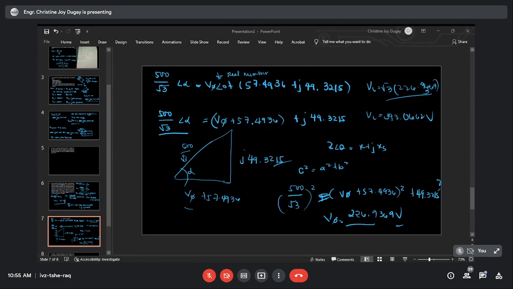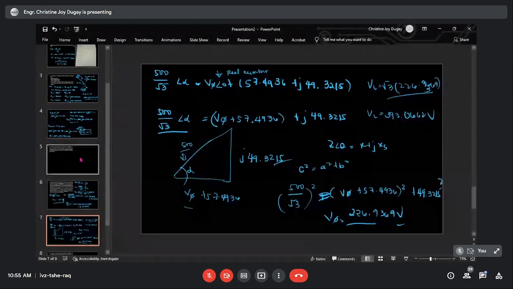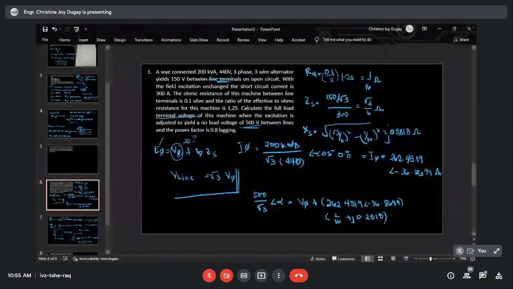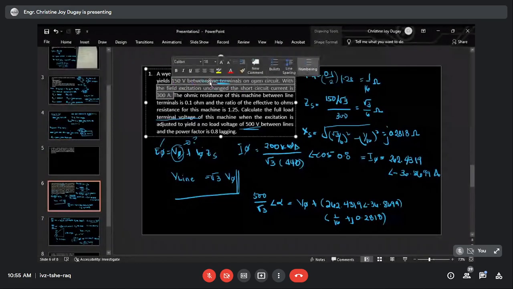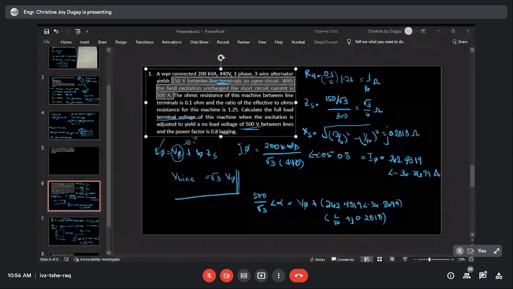Ma'am, what voltage and current will we use to get Z_S? The short-circuited and the open-circuited: the short-circuit current and the open-circuit voltage. But look carefully: our problem is given in line, between lines. What we need is per phase. That is where you get the value of Z_S. Clear? Yes, thank you ma'am, I made a mistake right there. No problem. Just do not be confused about where you get the values, the parameters.